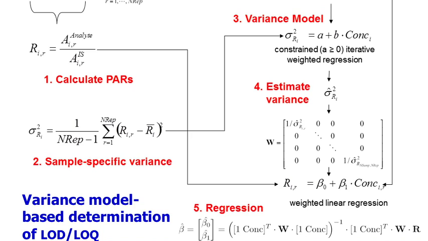So this one explicitly assumes that at each concentration value, there is a specific value of variance. And that variance or standard deviation is a function of concentration. They come up with a variance model, almost like a regression model for the variance, and then estimate the variance for each concentration point. And based on this variance, they use what is called weighted linear regression. So this matrix is based on the variance at each sample concentration, and based on that, they calculate the regression line.